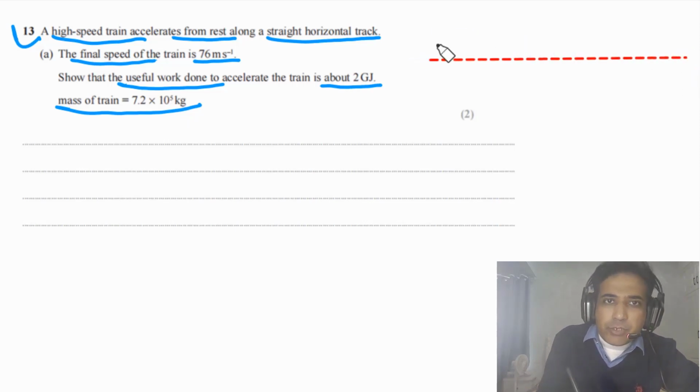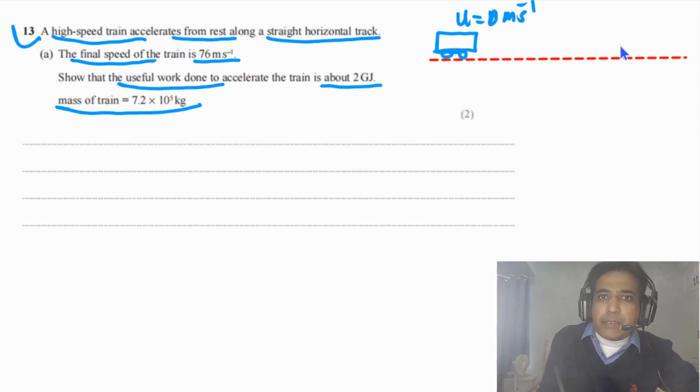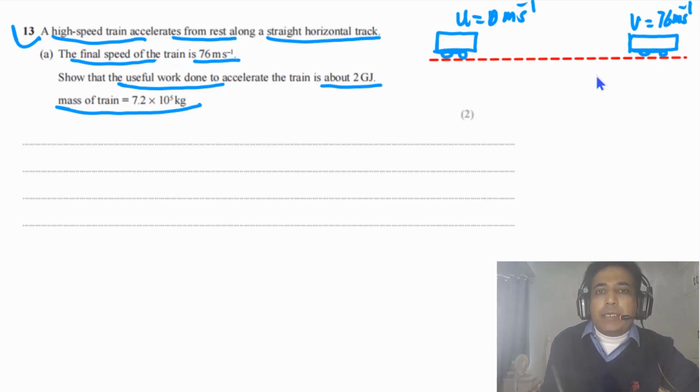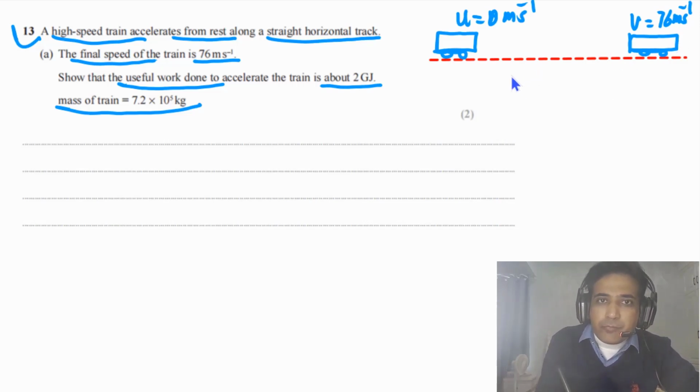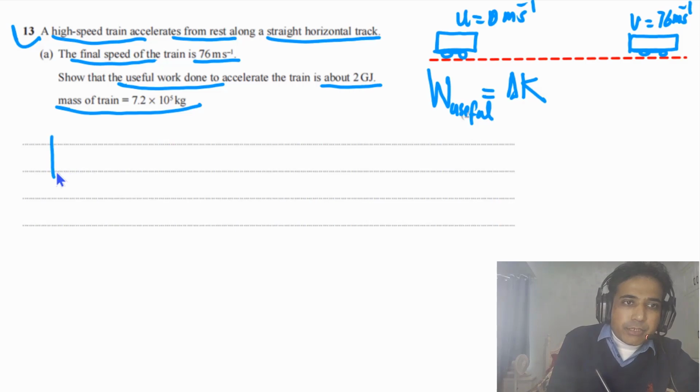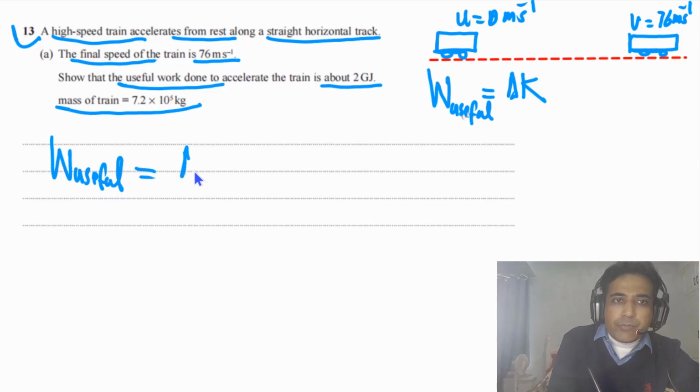So in this case, we have a train and this train started from rest. So the u for train is equal to 0 meters per second. And the final speed of the train is equal to 76 meters per second. So in this case, the useful work done on this train will be equal to the change in kinetic energy of the train.